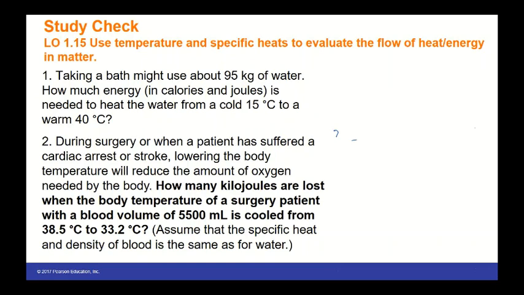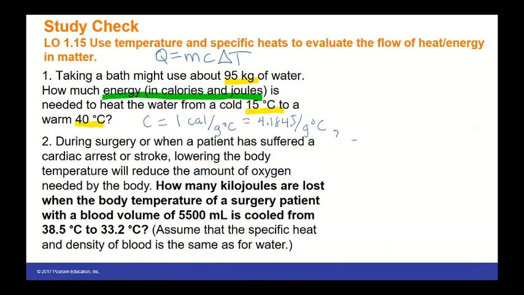Let's break down our problem and figure out what we need to solve it. Being that we're given masses and energies and temperature values, we know that we need to use our heat equation. We also know that we are given 95 kilograms of water, our initial temperature is 15 degrees, and our final temperature is 40 degrees. We also know that C in our equation, since we're talking about water, our specific heat for water is either 1 calorie or 4.184 joules per gram.